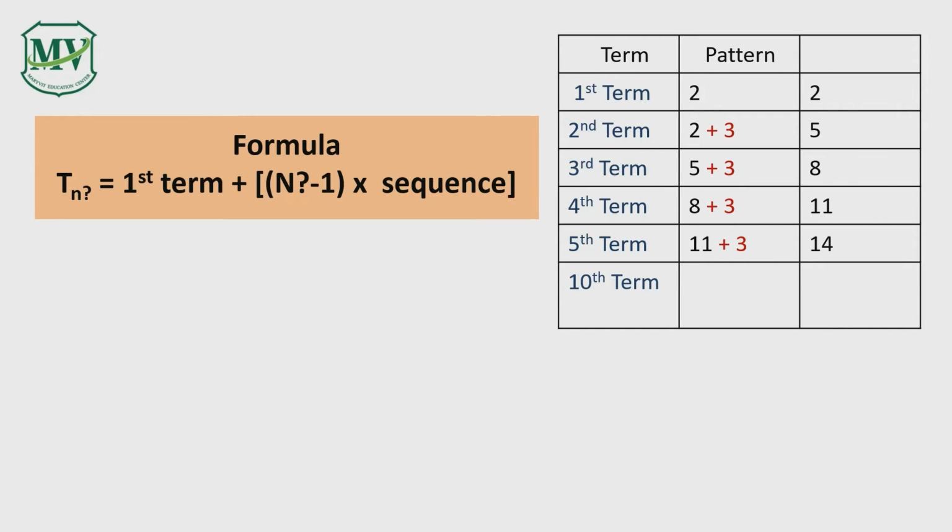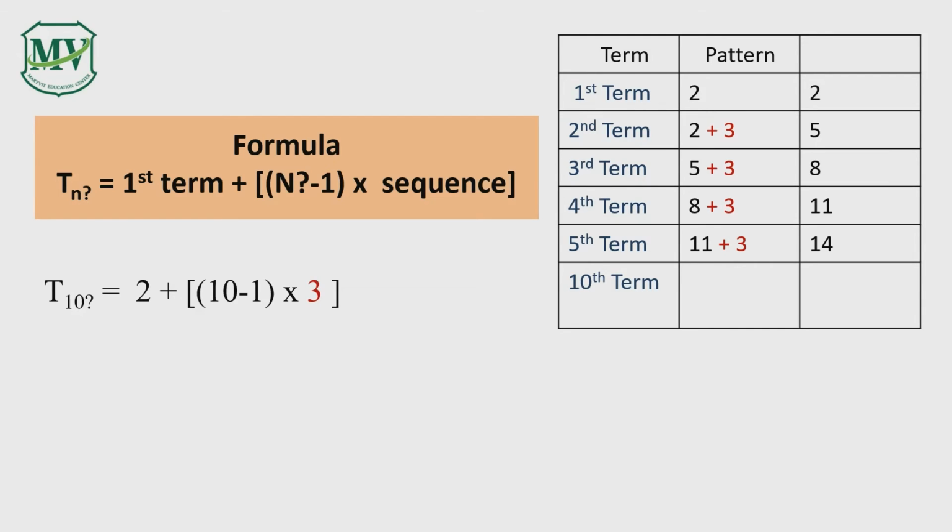Now, let's look for the 10th term using the formula. Our first term is 2 plus open bracket, open parenthesis, 10, which is the term that we are looking for, minus 1, close parenthesis, times 3, which is the sequence, close bracket. Now, class, in solving this pattern, we have to remember the rule of PEMDAS. Parenthesis first, exponent, multiplication, division, addition, and subtraction.